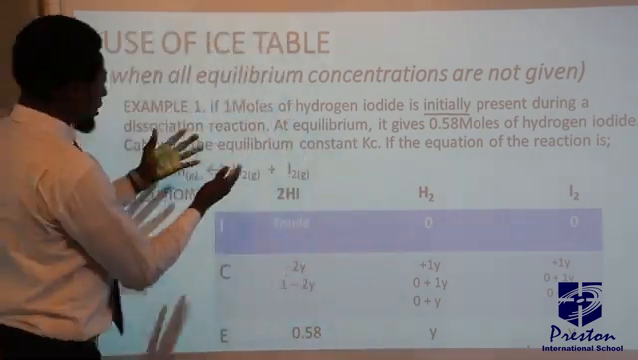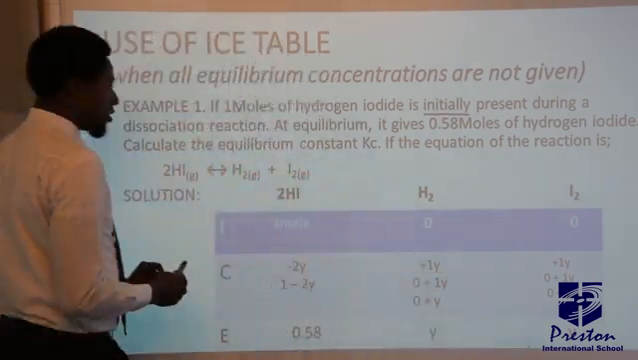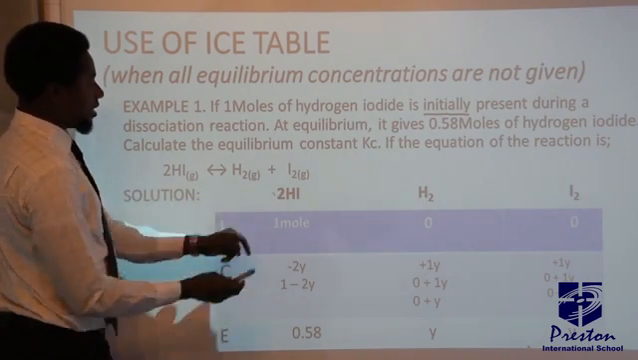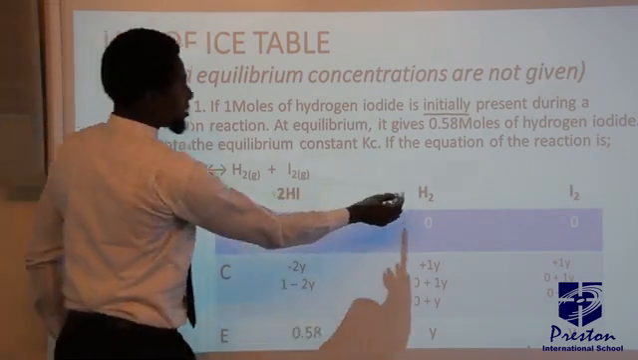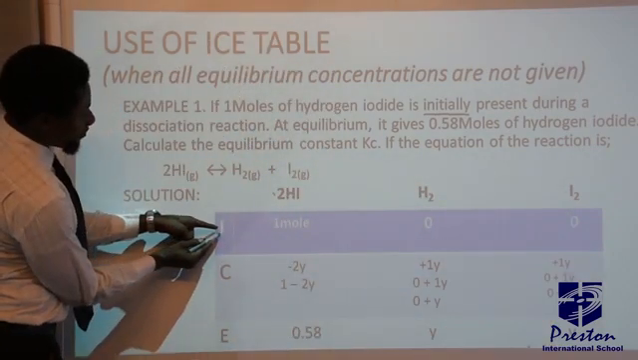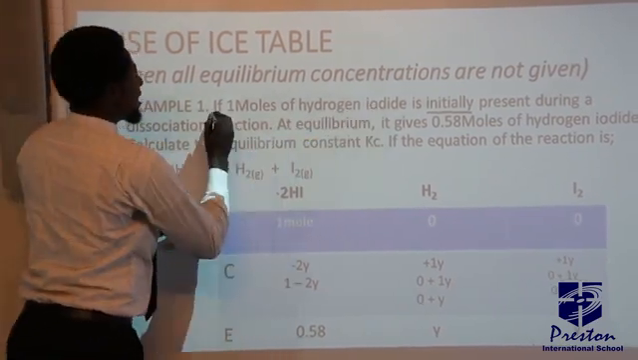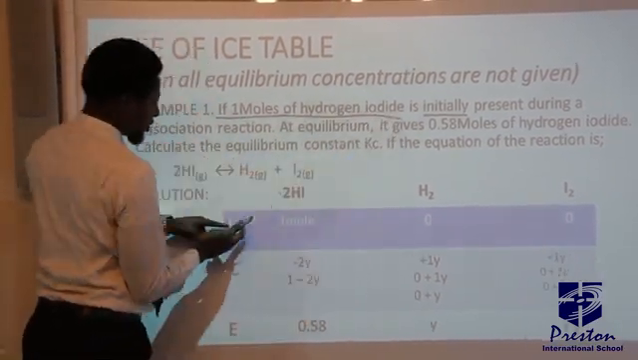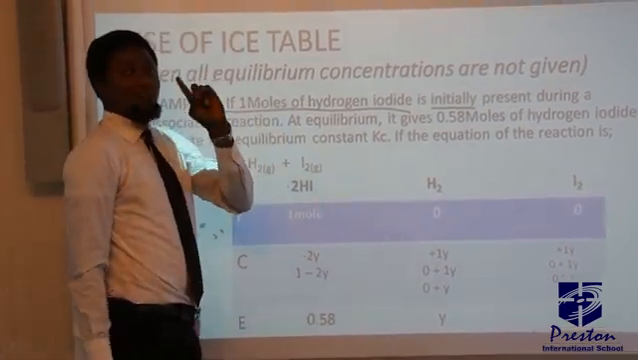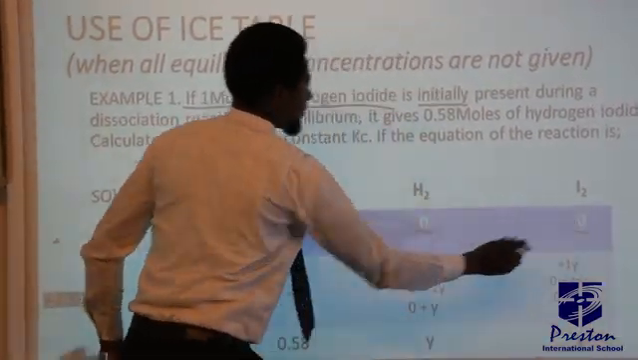Now, let's look at what we do here. All we need to do is construct an ICE table. And this is the ICE table carrying the 2HI. This is the reactant, while these are the products. So at initial stage, this is I. Under I, initial, you have 1 mole of hydrogen iodide. But at that initial stage, you don't expect anything to be formed at the product. That is why we have 0 and 0 here.